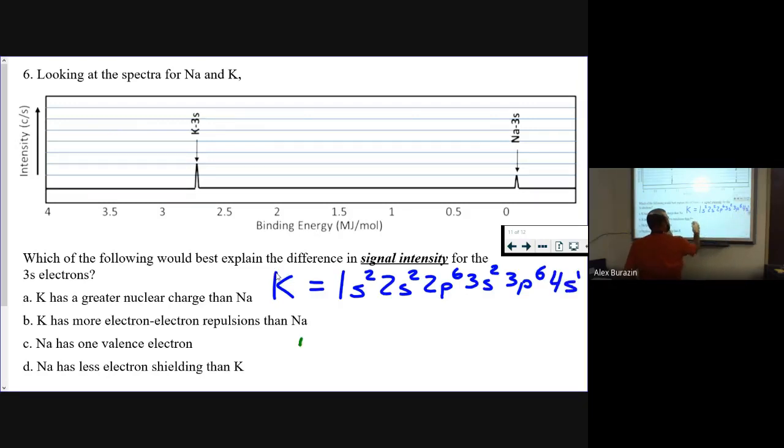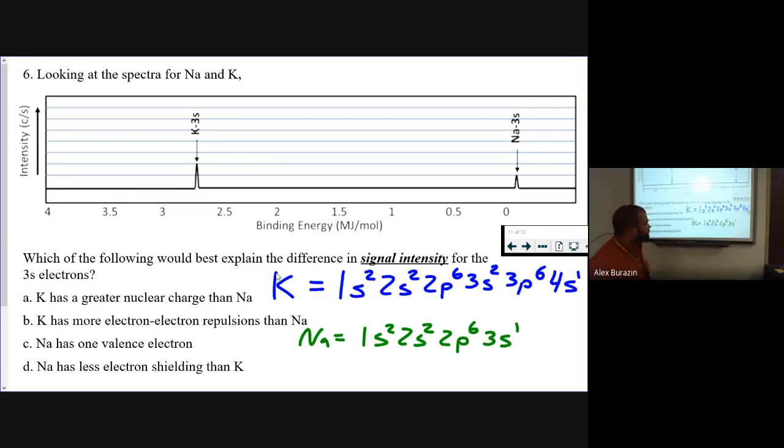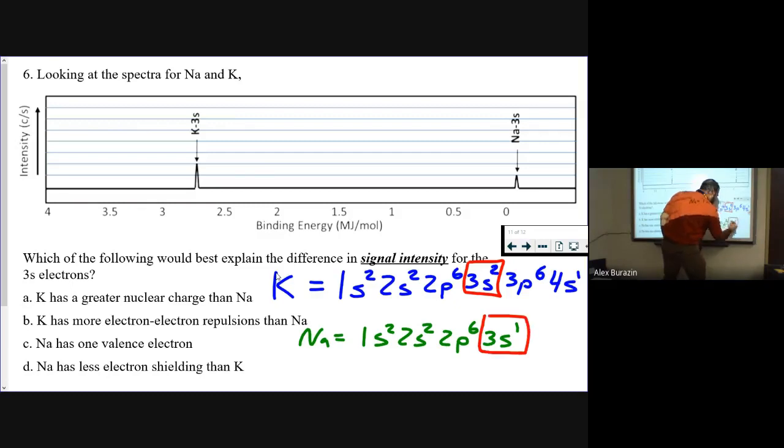The electron configuration for sodium looks like this. Okay. The peaks represented on this graph are for the 3s orbital. So we're looking at that guy and that guy. Why is the peak of potassium twice as high as the peak of sodium?